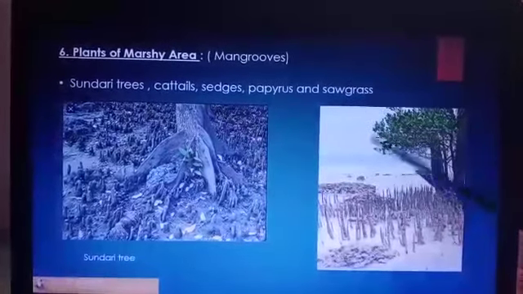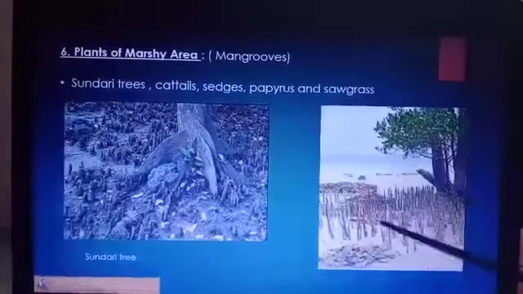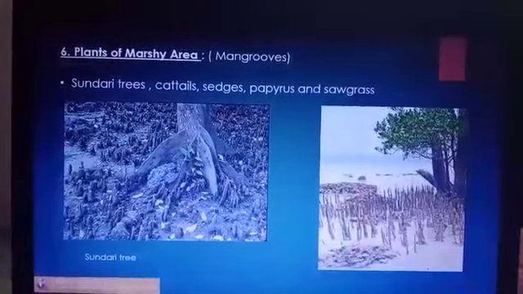So these were the 4 categories which we were left with. So with this, our topic features of terrestrial plants is over.